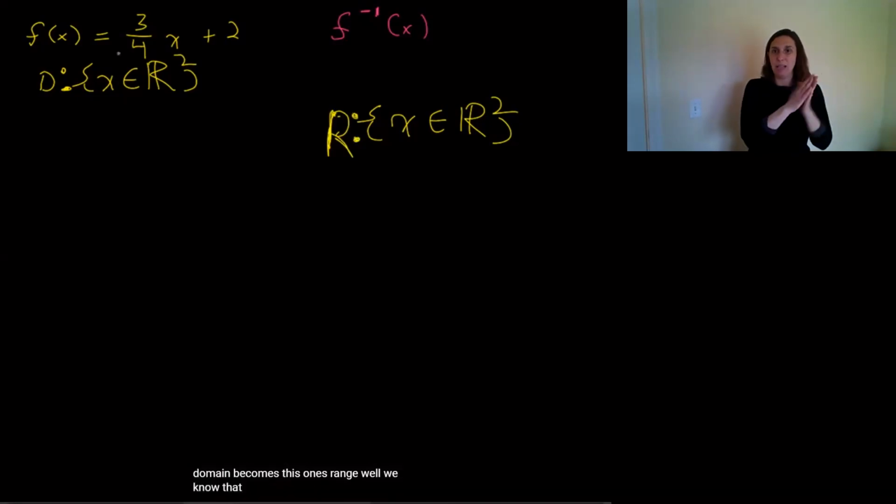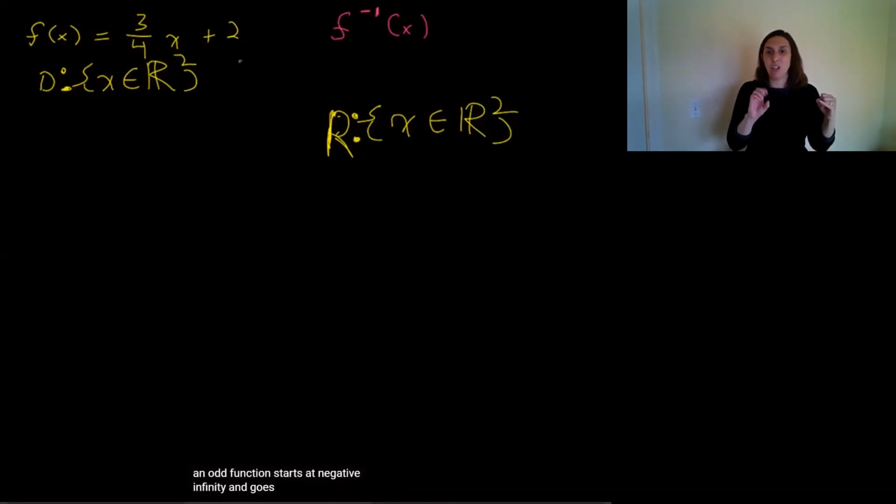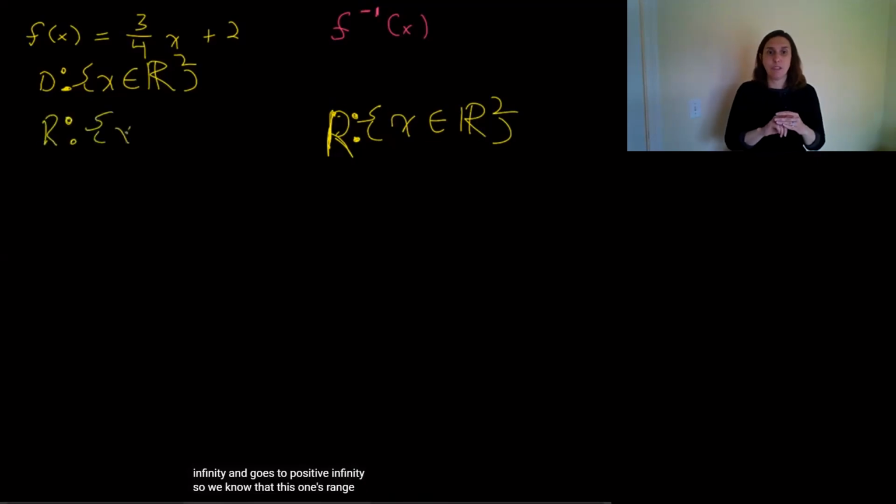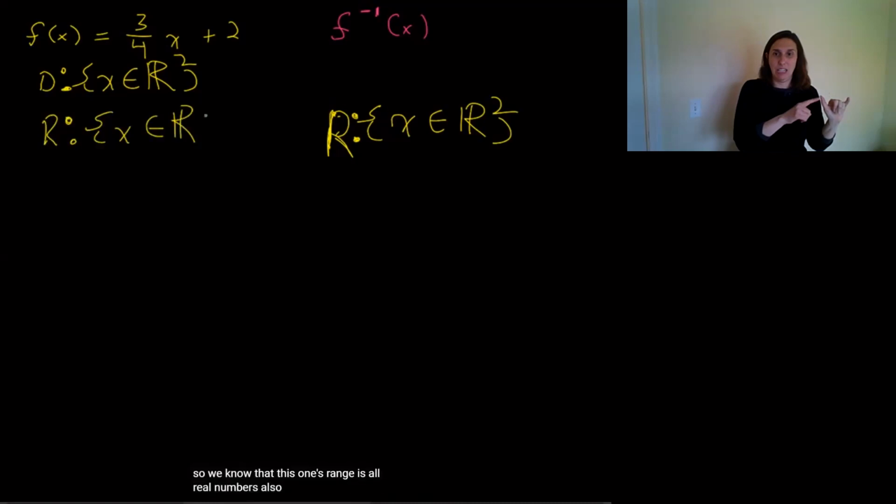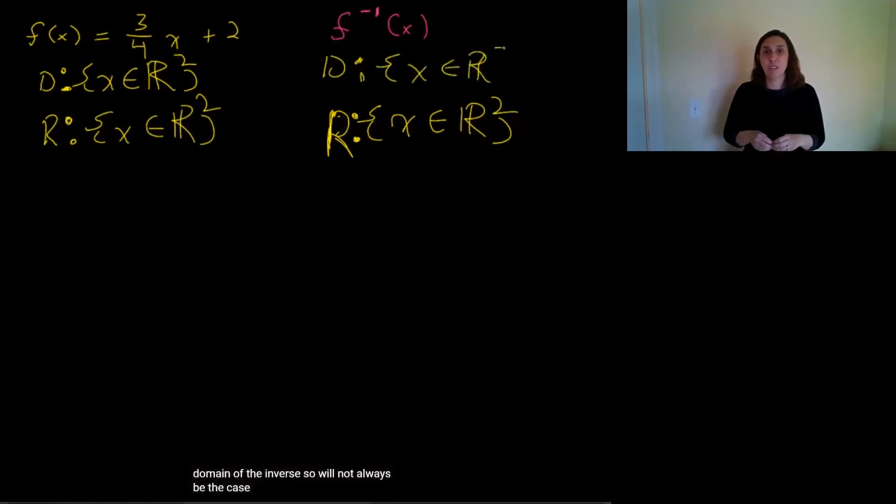Well, we know that a line is an odd function, and an odd function starts at negative infinity and goes to positive infinity. So we know that this one's range is all real numbers also. And that becomes the domain of the inverse. This will not always be the case, so it's good having an idea of where we're going.